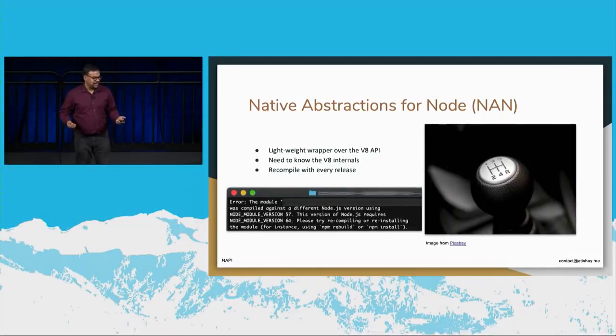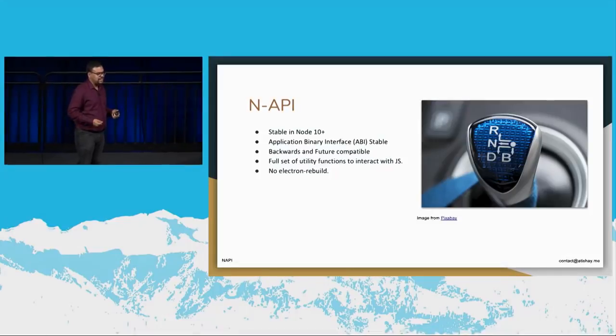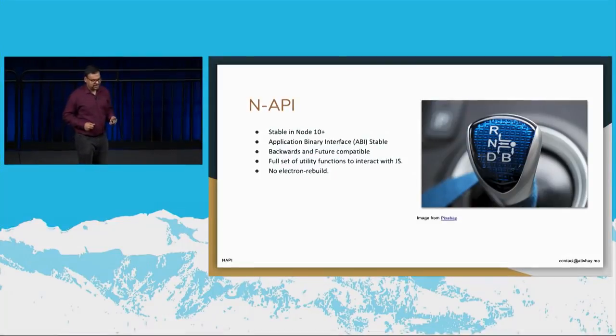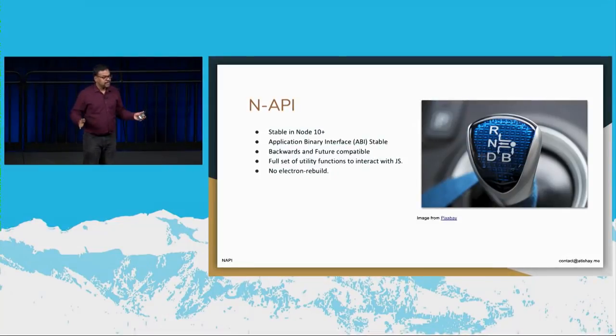NAN is like manual transmission. You need to know what gear to go into for your application to work. Otherwise, this error awaits. Now, if NAN is manual, let's talk about the automatic, the NAPI. The NAPI has been marked stable with Node 10. And for the last 15 days, Node 10 has been the LTS version of Node. So NAPI is production ready.